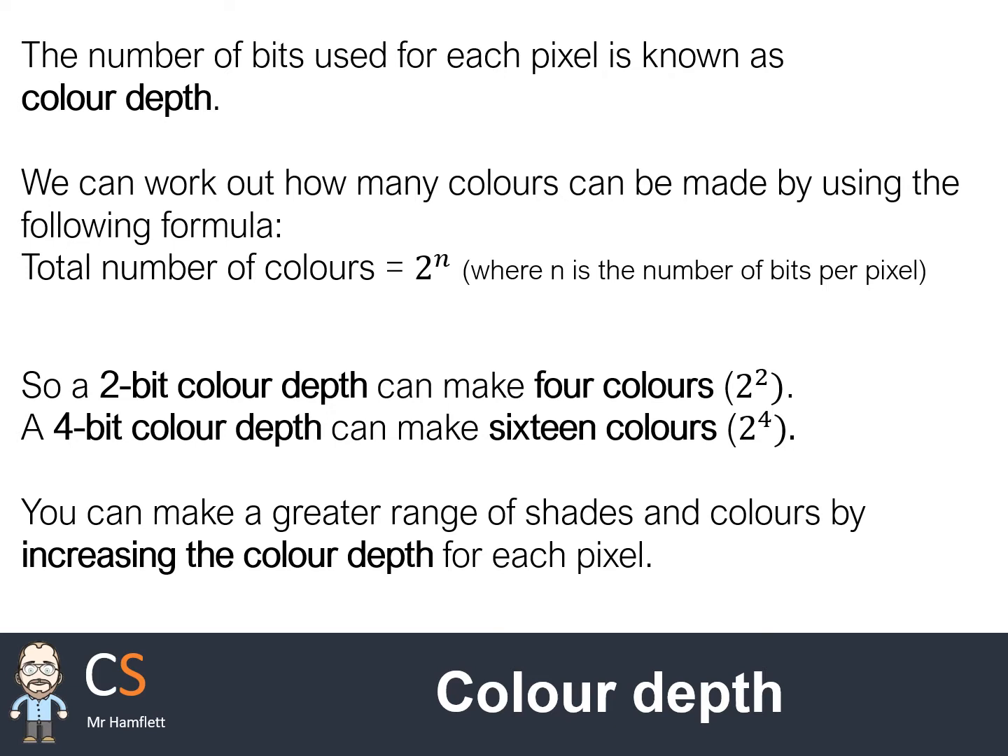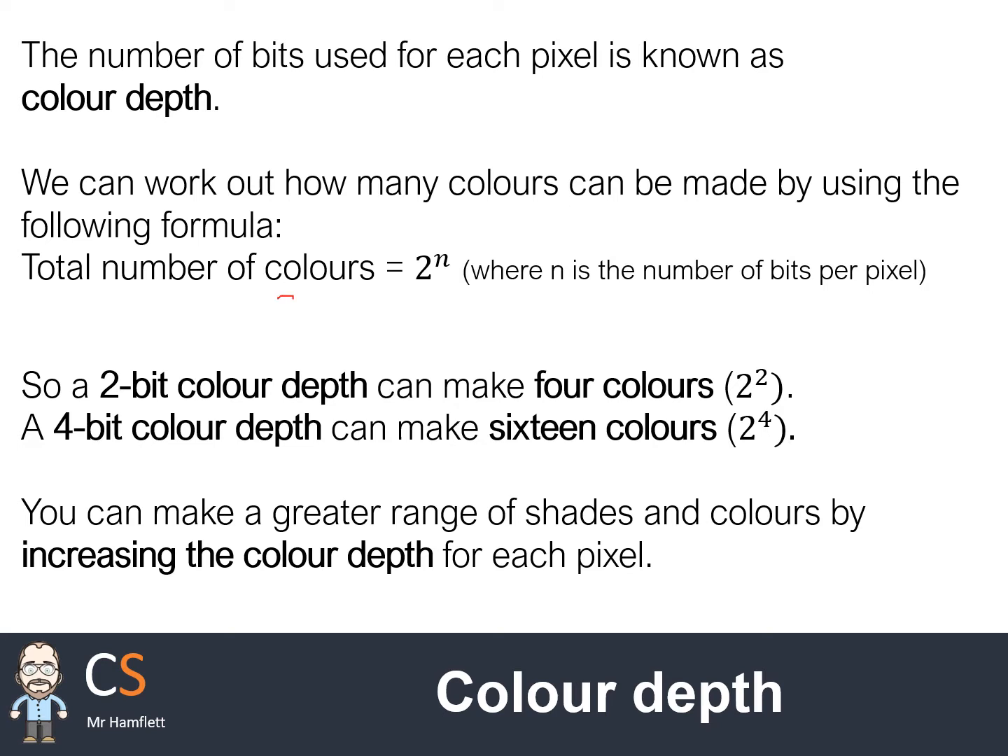So the more bits, the more colors I have, and the higher the color depth. A 2-bit color depth means that I am using 2 bits to represent each pixel. Because I have 2 bits, there are 4 possibilities it can be.